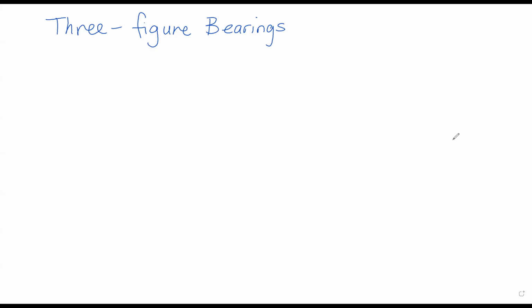So what is this whole three-figure bearing thing about? Well, let's say you have a point. This point is A, and then I have another point up here, and this point is B, right? And I want to know what is the bearing of B from A. So there are some important things that you need to know when you're doing bearings, right?